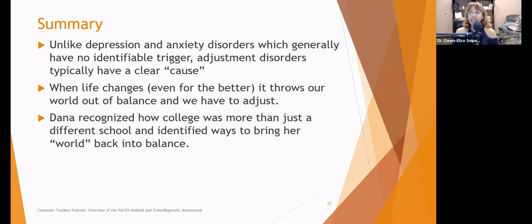Unlike depression and anxiety disorders, which generally have no identifiable trigger, adjustment disorders typically have a clear cause. When life changes, even if it's for the better, like you get married or you go to college or you have a new baby, it throws your world out of balance and you have to adjust. The things that you used to do, the way you used to do them, may not be able to be the same anymore. Dana recognized how college was more than just a different school and identified ways to bring her world back into balance.